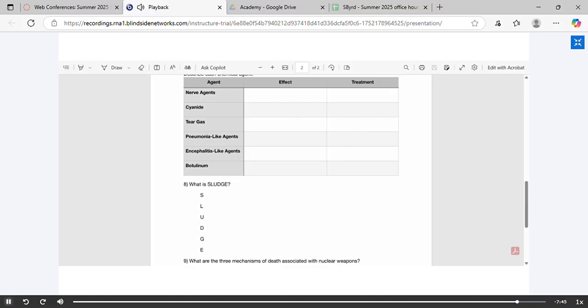Encephalitis-like agents, those are going to be kind of your enterovirus, your virus agents. And remember, the pneumonia and encephalitis, those are your biologic agents, right? We've got our chemical agents, our biologic agents. Treatment for that, for an EMT, is ABCs and transport.